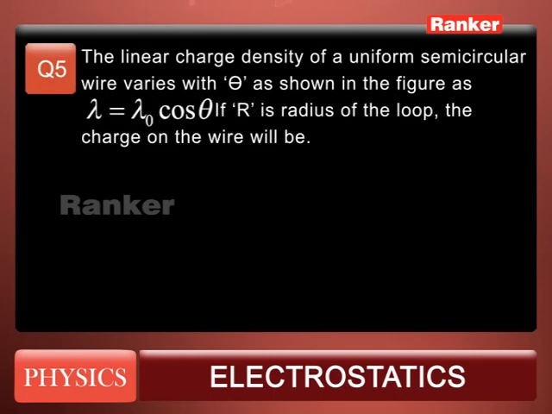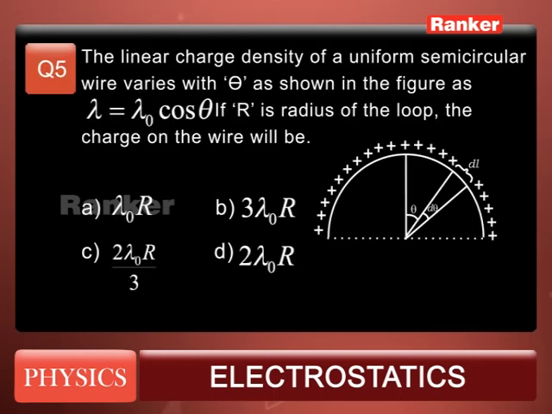Let us check the next number, problem 5. Once again a model based on linear charge density, but the object considered over here is slightly different. The linear charge density of a uniform semicircular wire varies with theta as shown in the figure as lambda is equal to lambda naught cos theta. If capital R is the radius of the loop, the charge on the wire will be how much?